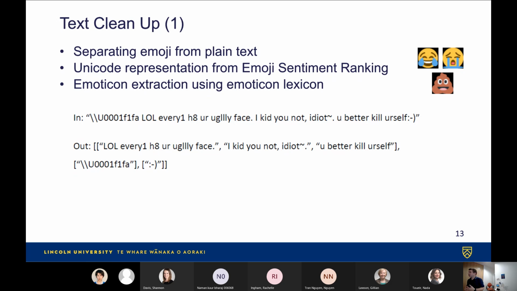A lot of the previous research had only looked at the text elements. They'd stripped out all of the emoticons and emojis, but you lose a lot when you do that. So on the top there, you can see the computer representation of the first post, and then the second one is after we've cleaned it up. We extracted out the text, and then we have the emoticons and the emojis at the end.